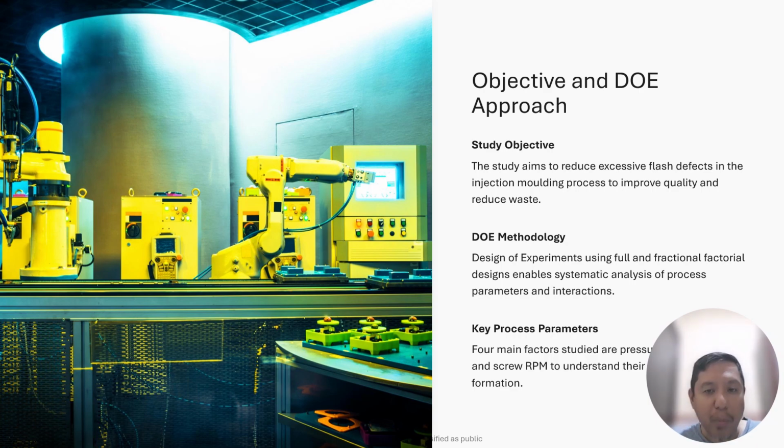Flash happens when molten plastic escapes the cavities, often due to too much injection force or speed or insufficient clamping pressure, among other reasons. In our case, we suspect certain process settings might be too aggressive and causing this flash. And the goal of this study is simply to use a structured experimental approach to find out which parameters are the culprits and how to set them to minimize or eliminate the flash.